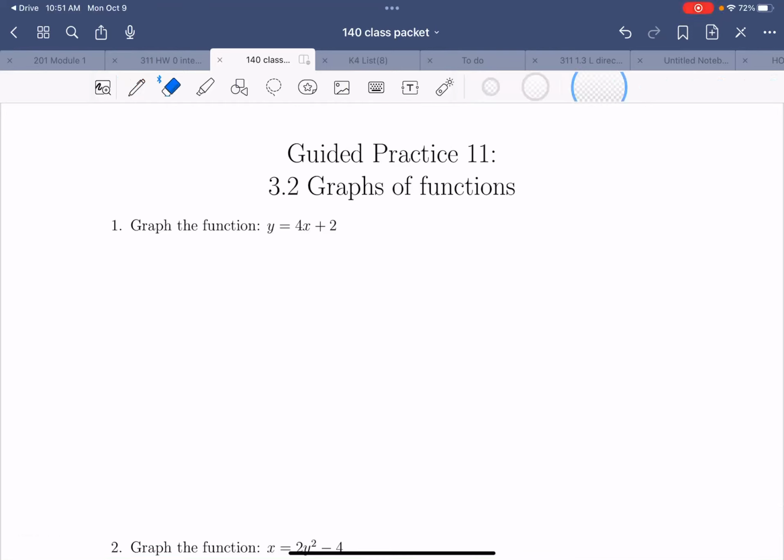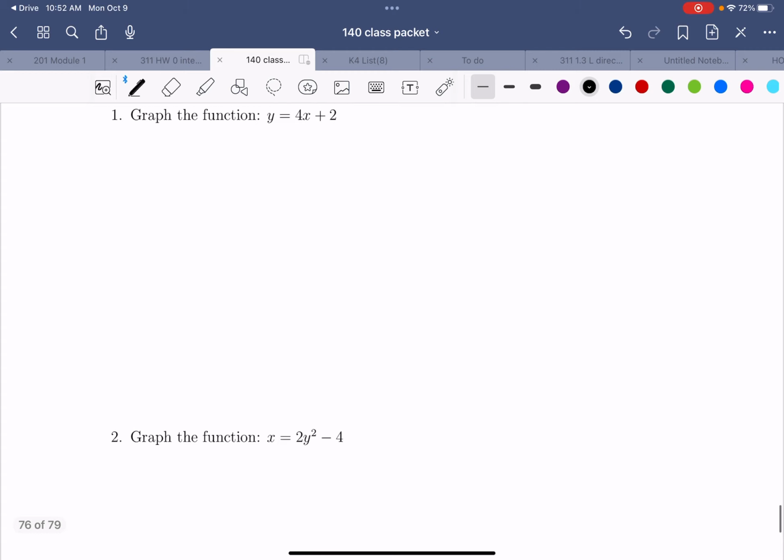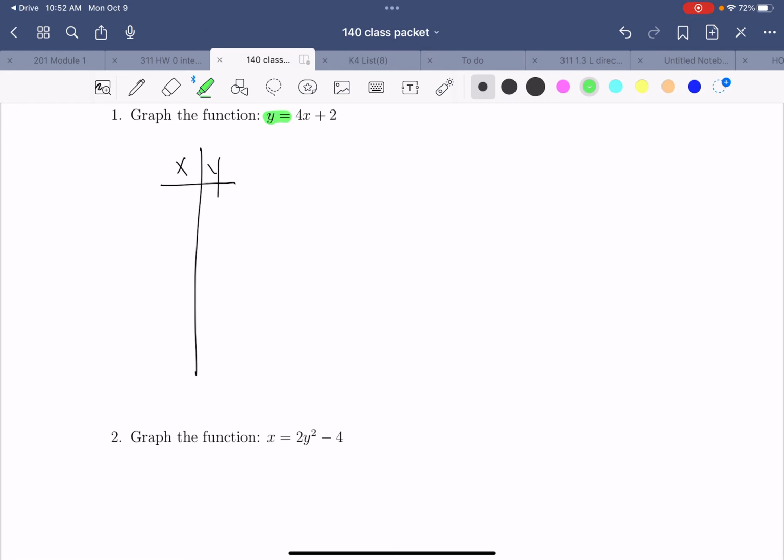Hi all, we are looking at guided practice 11 today, section 3.2 on graphing functions. Remember, when we see pretty much anything other than a circle, we're going to graph them using a table of values. So here's my table of values.